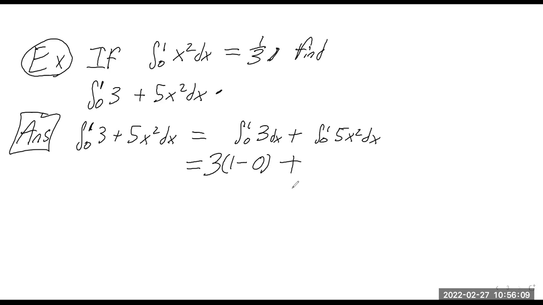Now for the second one, I'm going to pull out the 5 because we know that we can pull out constants from an integral. And now we do a little bit of simplification. Well, this is just 1, so 3 times 1 is 3. Over here, I have 5 times this integral, but we're given the integral value.